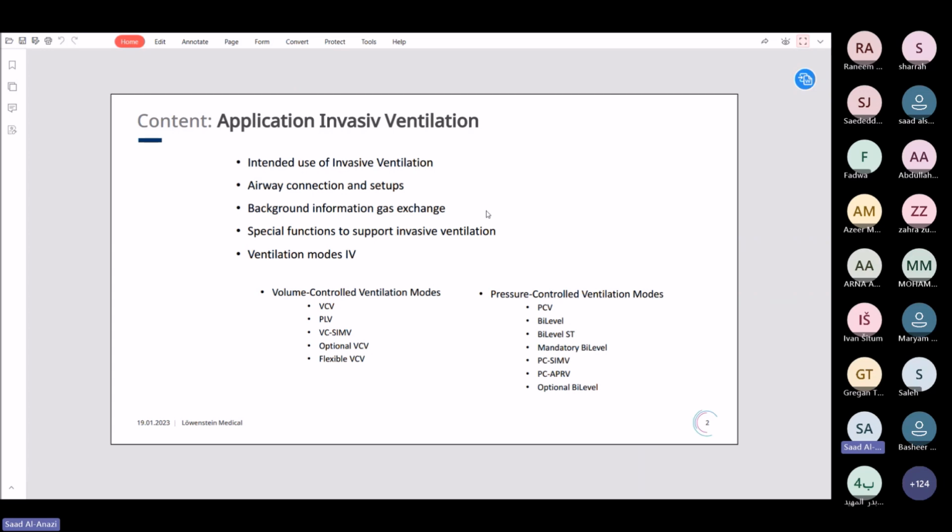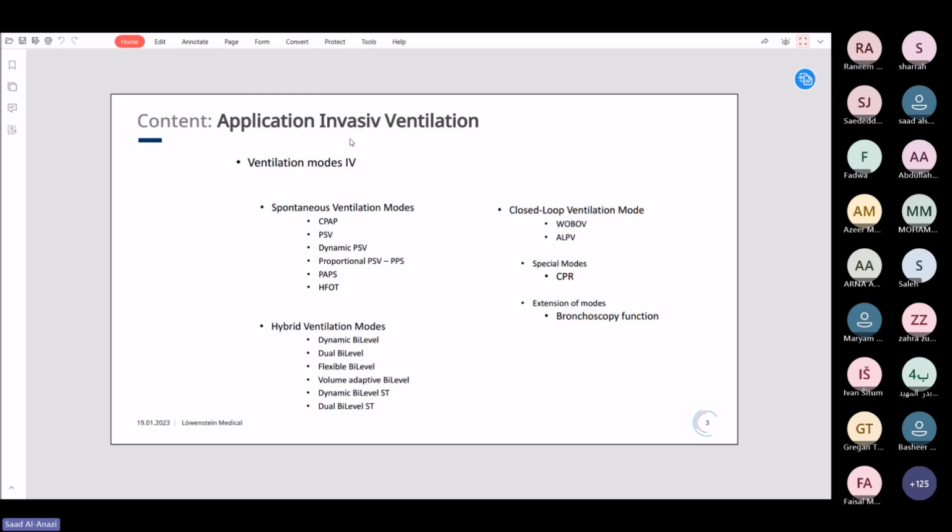So after we finish that, we will move to the application of invasive ventilation. So as you know, for any kind of mechanical ventilation, there is an intended use of the invasive ventilation. There is the indication for using the ventilator. The most common are the airway connections and the setup, the background information, and what the ventilator mode is. As you see, in the next coming slide, we'll explain about the modes and what is the difference or the unique features of our modes. So as you see here, for invasive ventilation we have all kinds of modes.